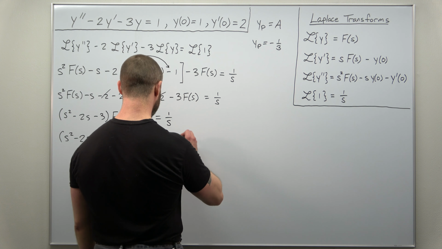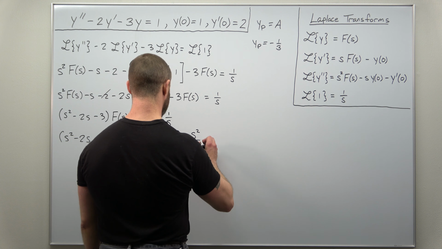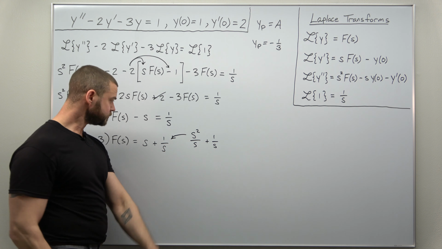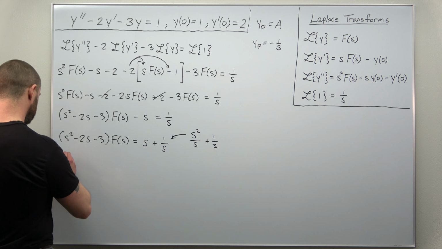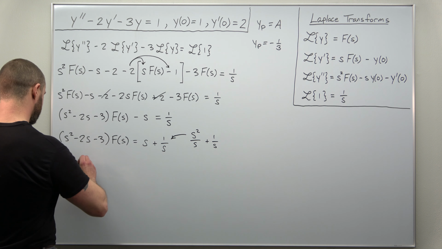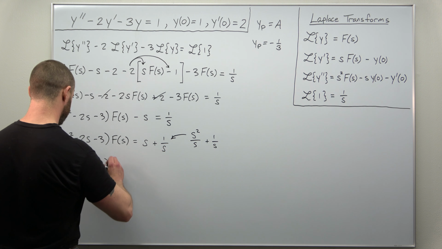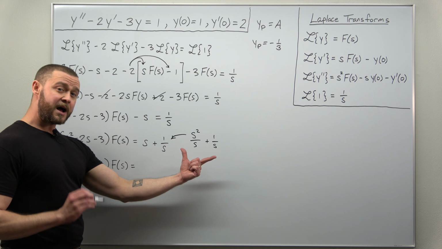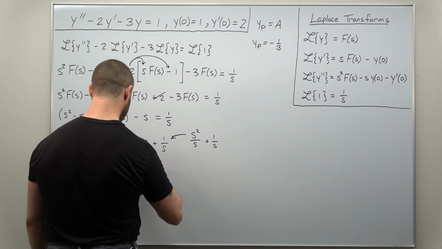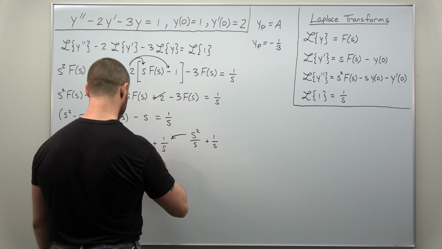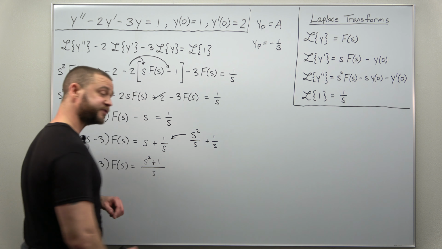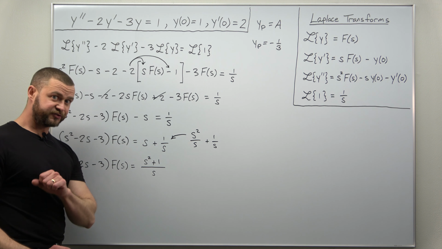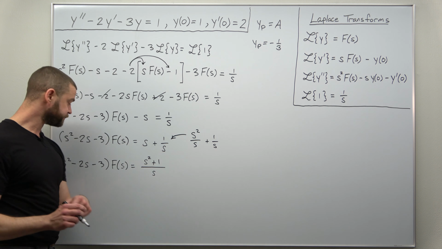Just use a common denominator and think of that as s squared over s plus 1 over s. And if you go ahead and add them together, we're going to keep our left side the same for right now. We're going to combine the right-hand side as a single fraction. We can write that now as s squared plus 1 over s. And we can very easily now solve for F of s. That's your solution in the frequency domain.